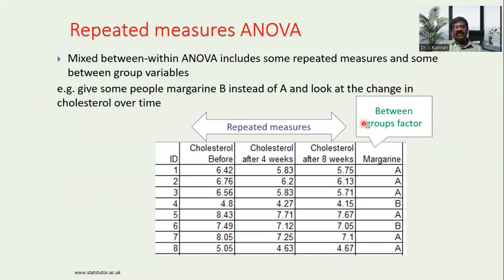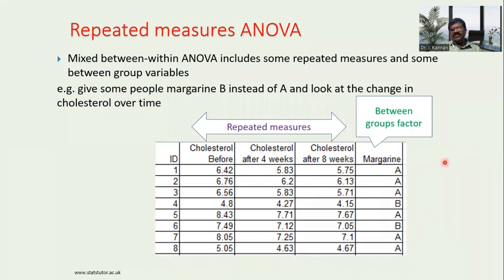And another interesting ANOVA is the repeated measures ANOVA. It's a variation of the paired t-test. Okay, in the paired t-test, you have only 2 variables, matched variables between the same patients. You do before and after. But if you do it continuously, say you do before, after 4 weeks, and after 8 weeks, then it becomes a repeated measures ANOVA.